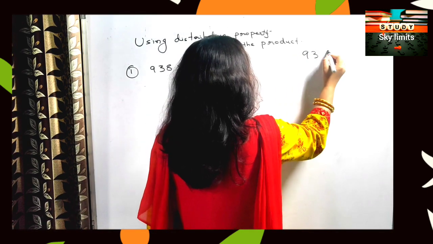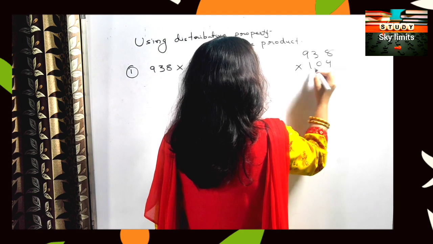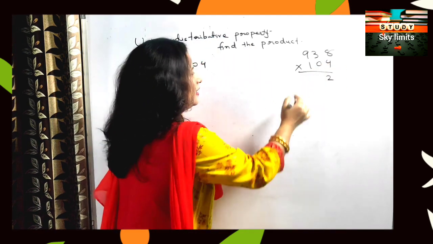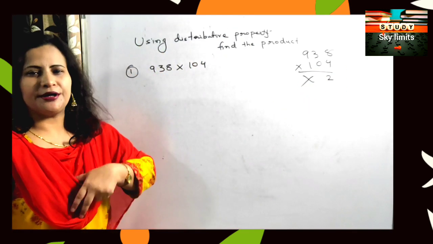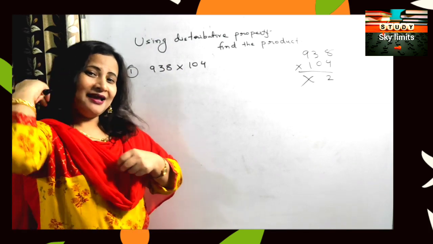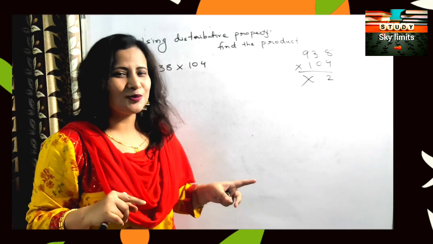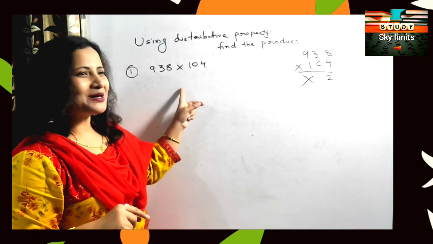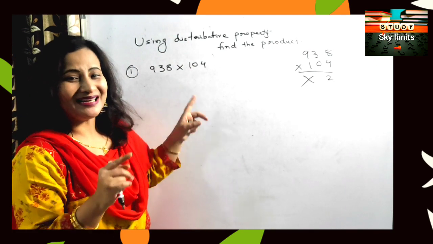Now, when you are asked to use distributive property, you should not start multiplying like that: 938, 104, 4 8 is 32. No, not like this. You have to use the distributive property. The previous number also we had done with the distributive property, but now this number also we have to do in a different way.